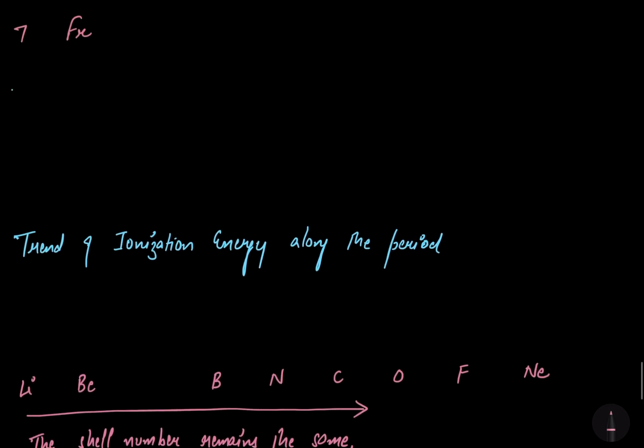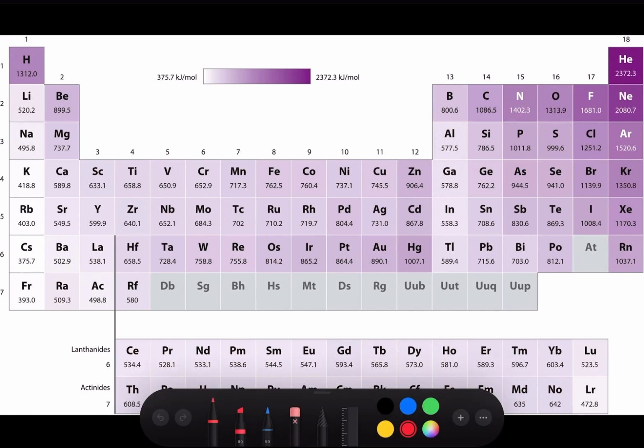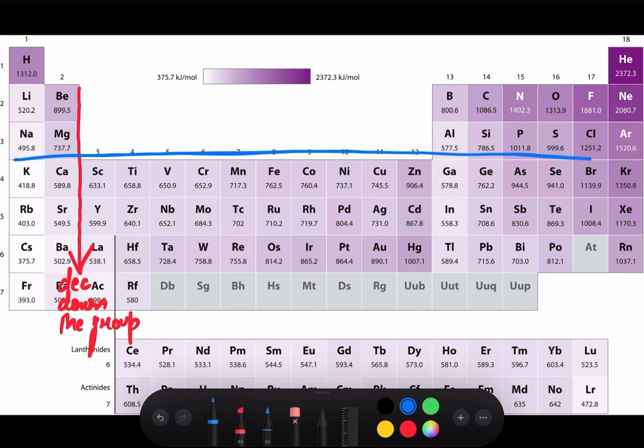So now let's come back to the periodic table. This is the periodic table with the values of ionization energy along a period and along a group, and here you can easily observe that the ionization energy is decreasing down the group, and on the other hand, the ionization energy increases along a period.